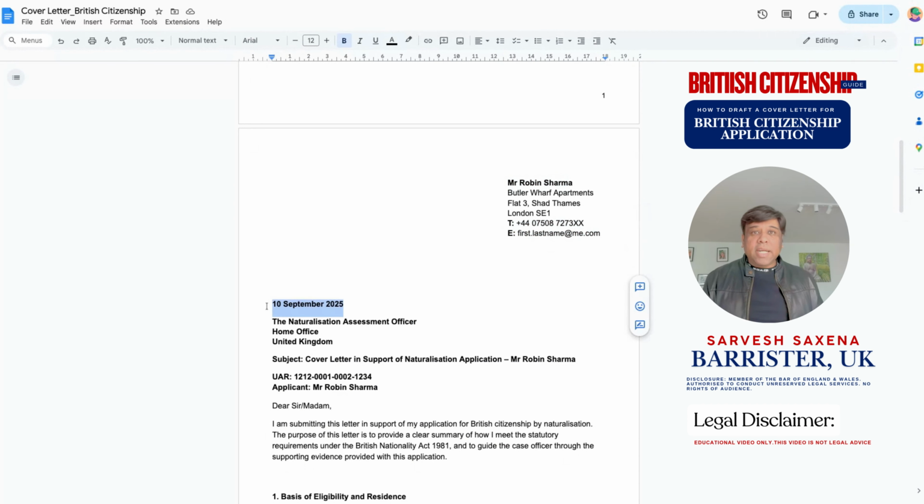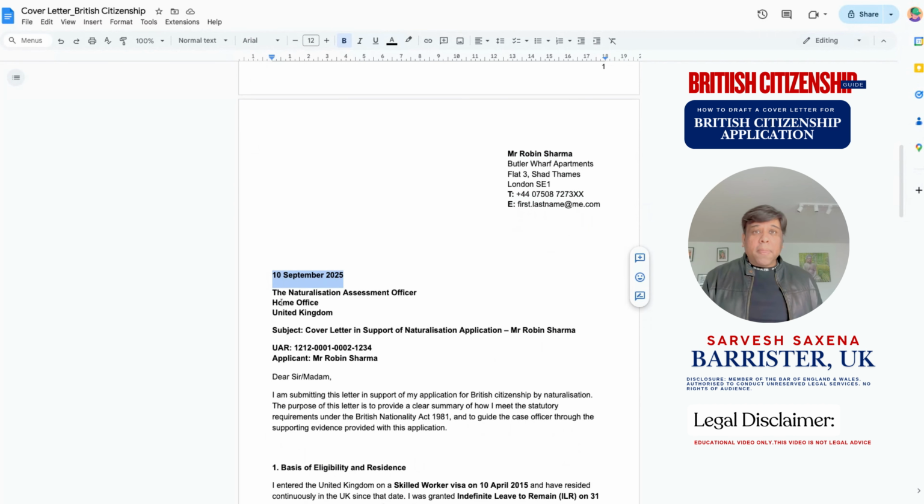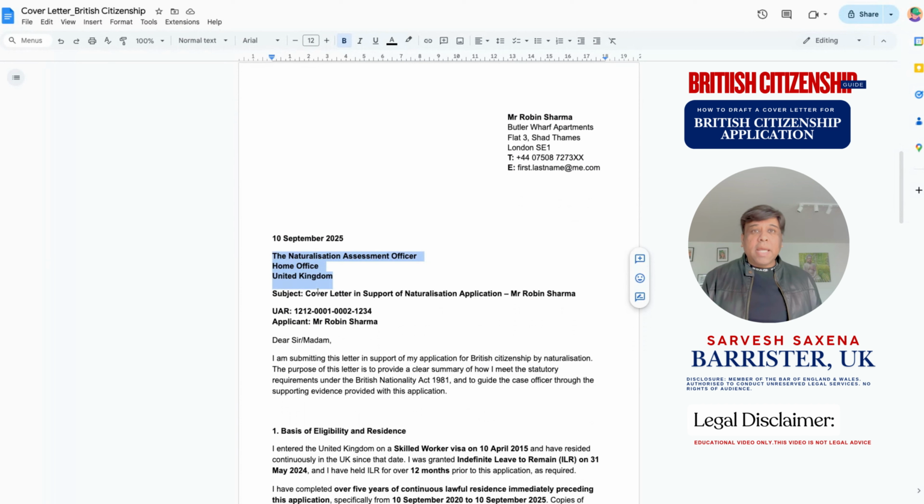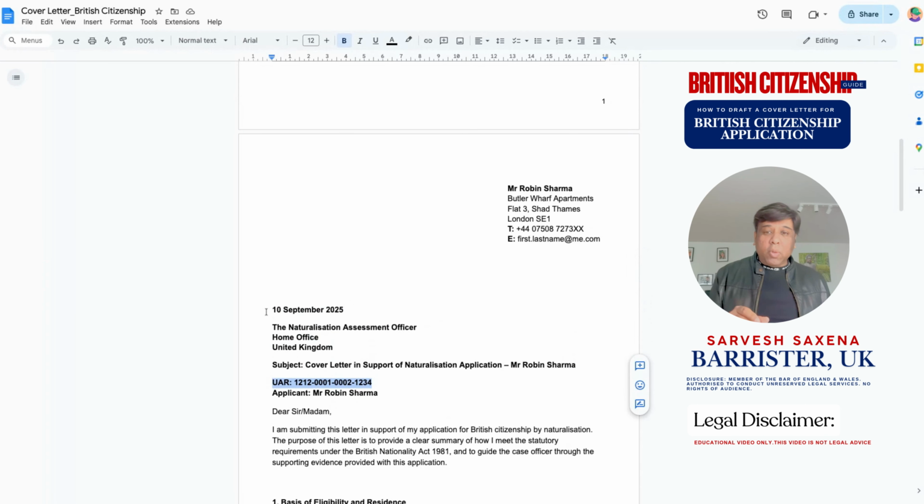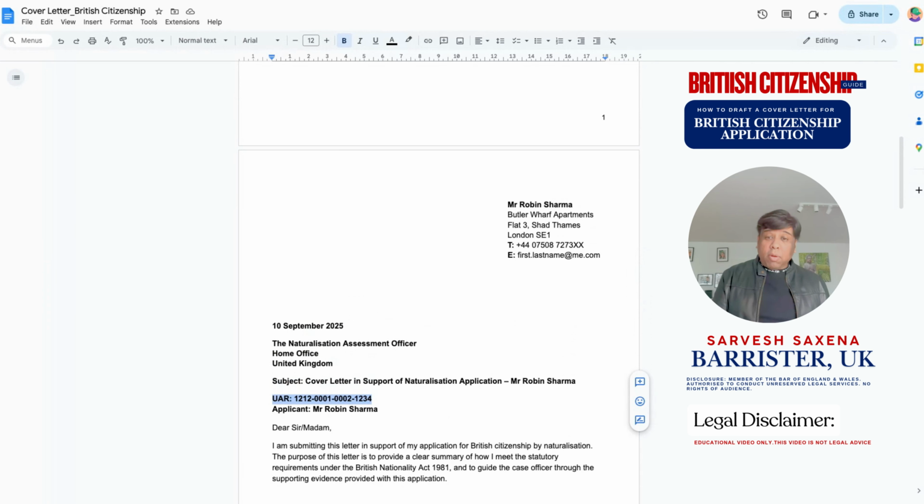Now, this is the date of application, when you've actually decided that yes, you are making the application and you will submit it. Okay. Now, you will write to the Naturalization Assessment Officer, Home Office, pretty standard, and then you give the subject: cover letter in support of naturalization application, Robin Sharma. Please make sure you give your UAR. This reference number is provided to you once you have made the payment of 1700.